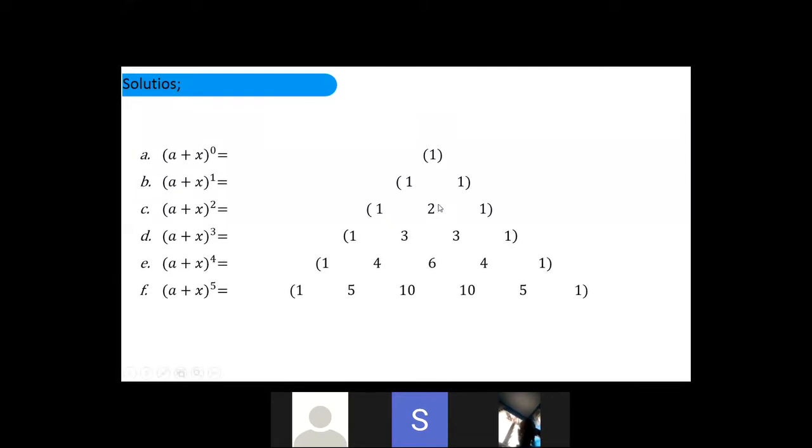When I come here, 2 and 1 for exponent 2. Next to it down, we have 3 in between them. So when I add 2 to 1, I'll get 3.